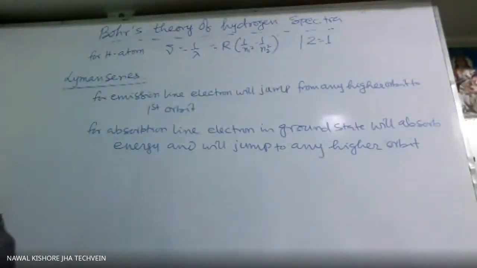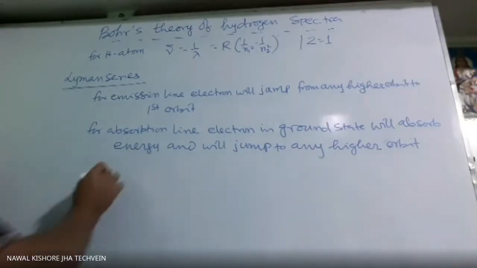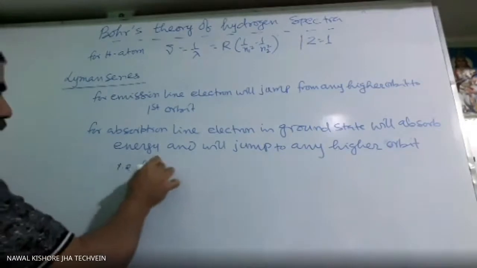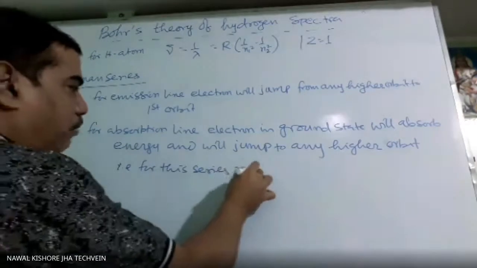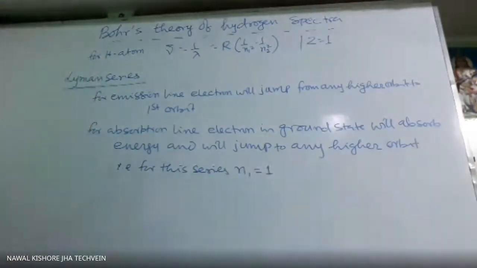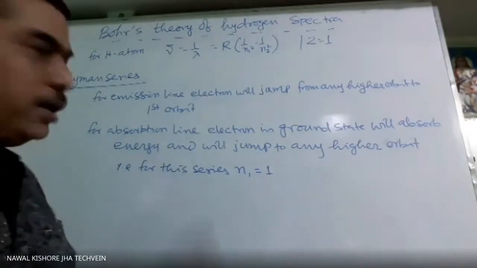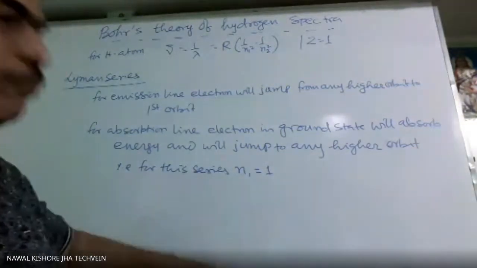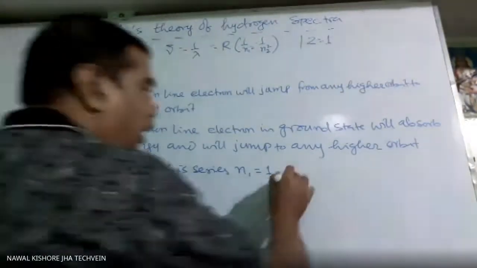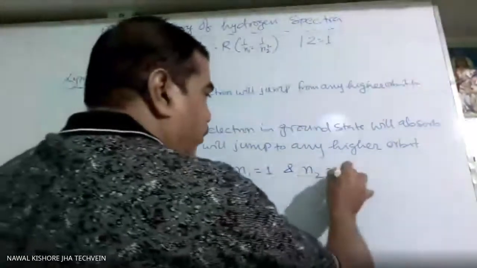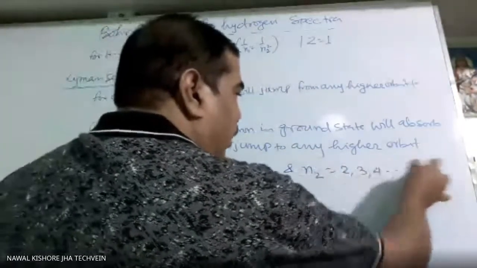That means for Lyman series, whether it is emission or absorption, delta E will be same, 1 by lambda will be same. Whether it is emitted or absorbed, that is what you have to calculate. For this series, n1 will be 1, that is fixed. Either it will jump from higher to first, or from first to any higher. So n1 will become 1 and this n2 will become 2, 3, 4 or any other higher.